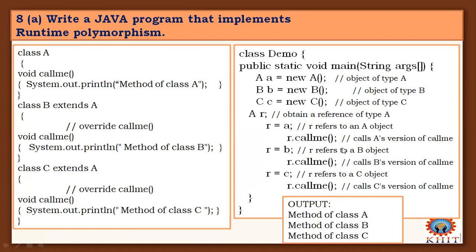Coming to the first one, A bit: write a Java program that implements runtime polymorphism. So here I have class A, and inside of this one, I have one method called callme, and it displays the statement: this is a method of class A. Next one, another class B that extends class A. Now class B became a subclass to superclass A.